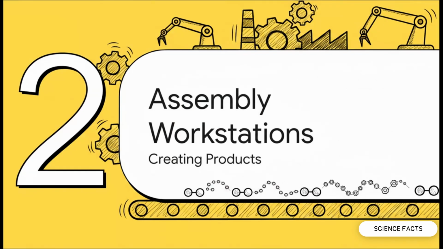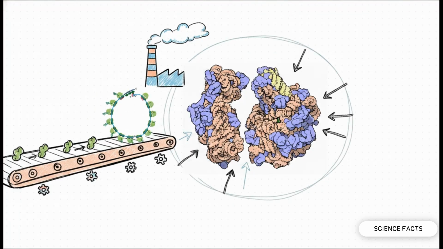Section 2, Assembly Workstations. This is where we create our essential products. Now, obviously, no factory functions without an assembly line, so let's walk over to our primary workstations, the ribosomes. These supramolecular particles are the actual machines responsible for manufacturing our products. And the sheer efficiency here is incredible.